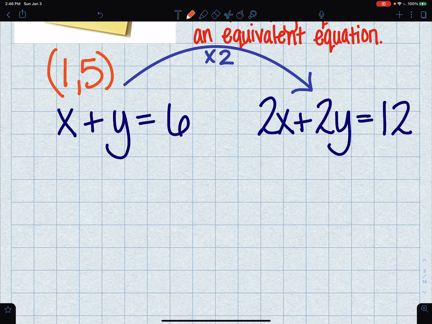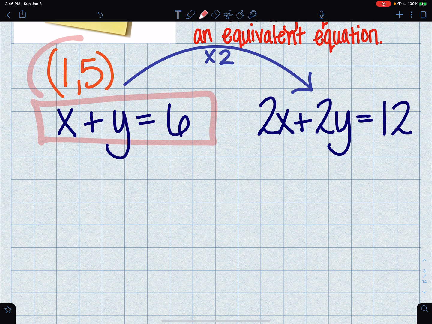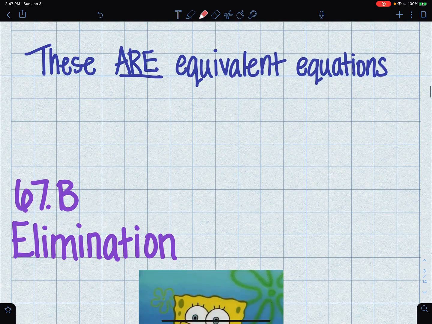I just did that in my head by looking at this equation. If x is 1 and y is 5, those are going to add up to 6. But if you do choose this for the ordered pair, it's also going to work for that equation because it has to, because they're equivalent. Okay, I think you get it. So I'm going to move on from there.